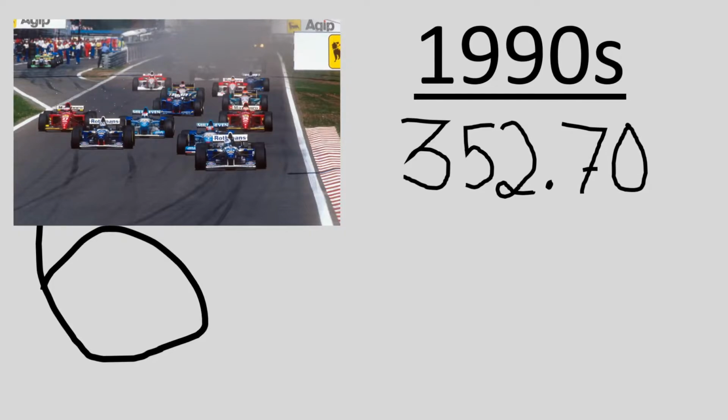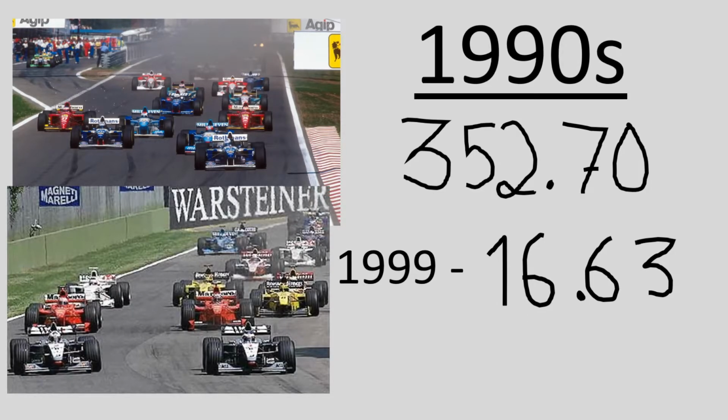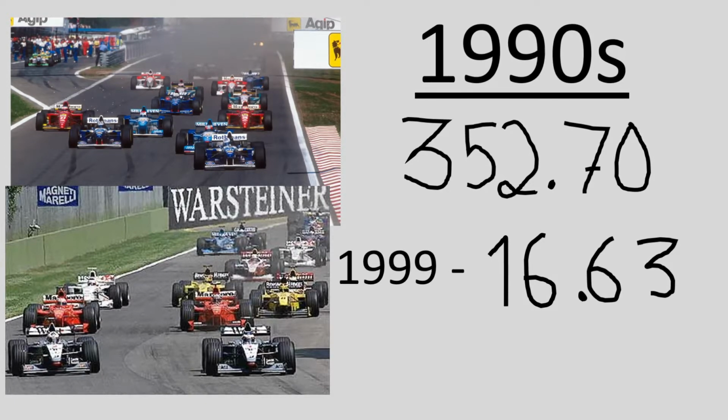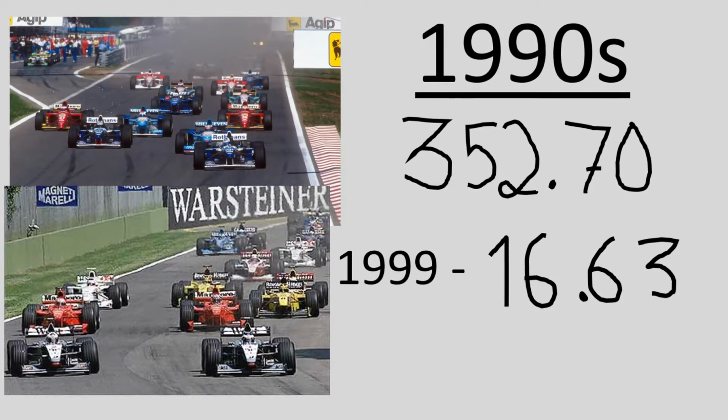352.70, a little bit closer to the 1950s, but we have a best year of 1999, scoring a very low 16.63, and this was of course the showdown between Schumacher and Häkkinen. Lots and lots of good overtakes, good racing, good everything in this year.